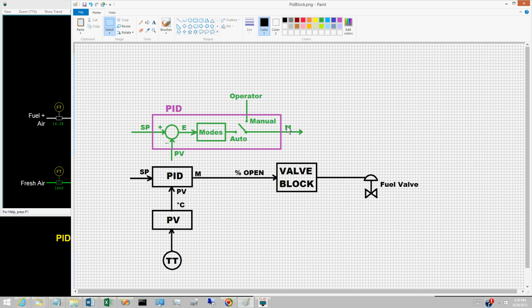The process operator is not allowed to specify a value for the output of the PID block when the mode is auto. The switch is not quite as simple as suggested. The transition from one mode to another must be smooth or bumpless. Initializing the control equations to achieve this is the subject of a subsequent video.